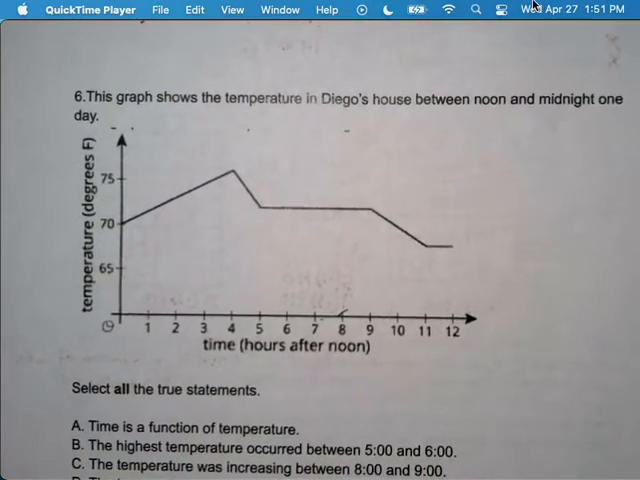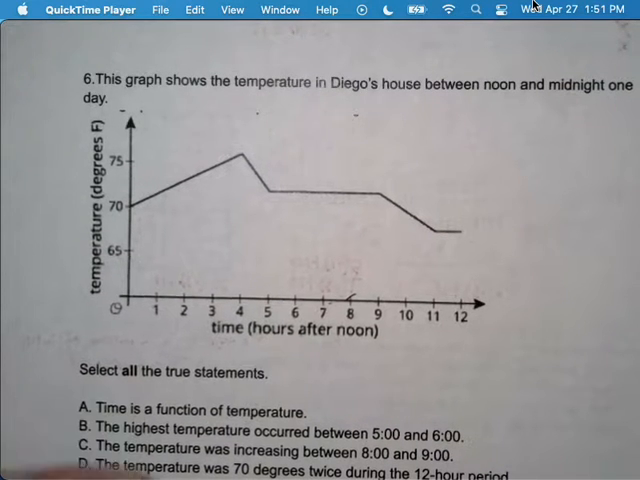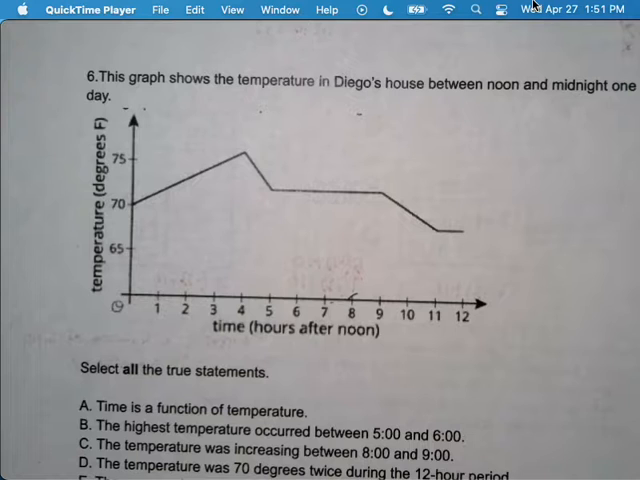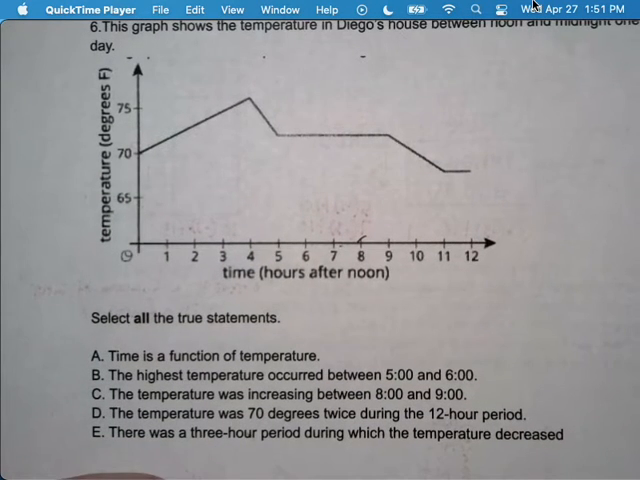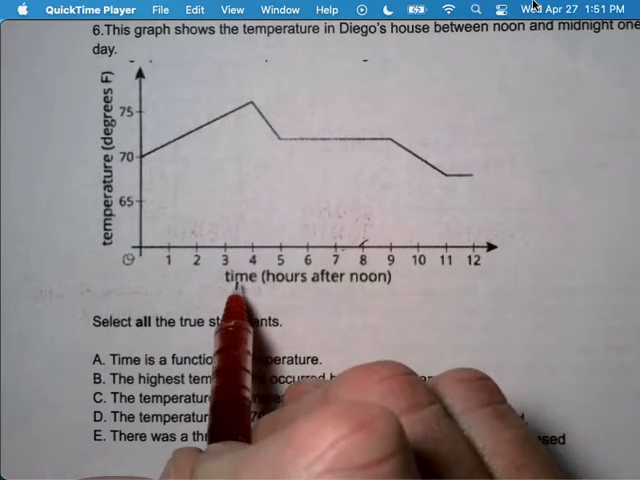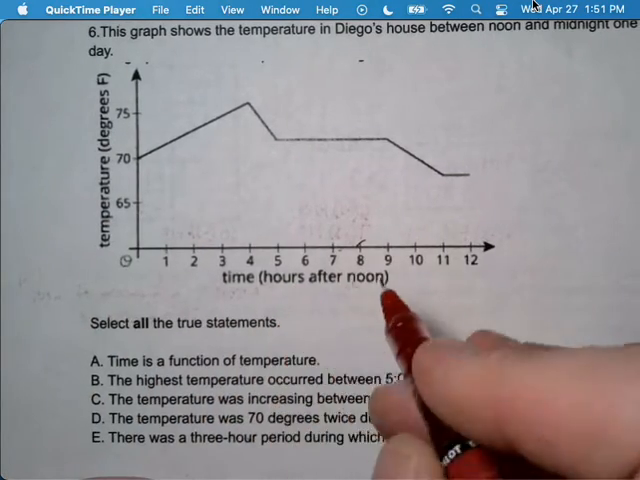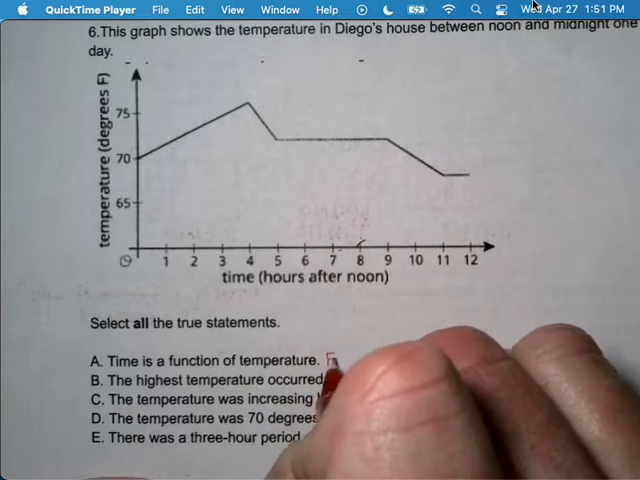Okie dokie, this graph shows the temperature in Diego's house between noon and midnight one day. We just need to select all the true statements. You're going to see the same graph, it's just going to be different statements that you have to select. So time is a function of temperature. True or false? False, because temperature is a function of time. Okay, so that one is false.